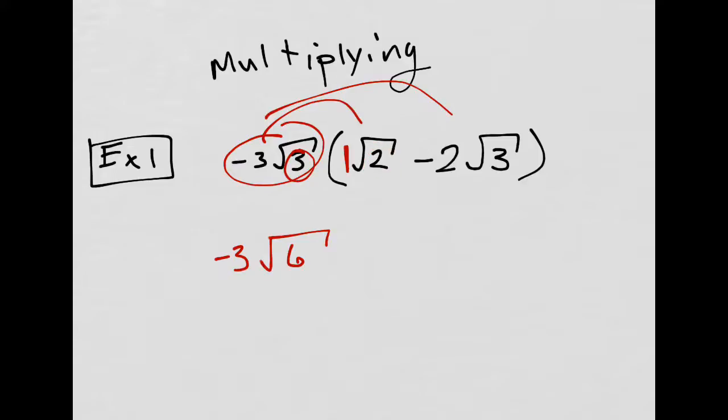Amazing. And then negative 3, so now I'm distributing to the second part. That's this one. Negative 3 times negative 2. That's positive 6. And 3 times 3 is 9. Square root of 9 then. And then I'll try and simplify as much as I can.